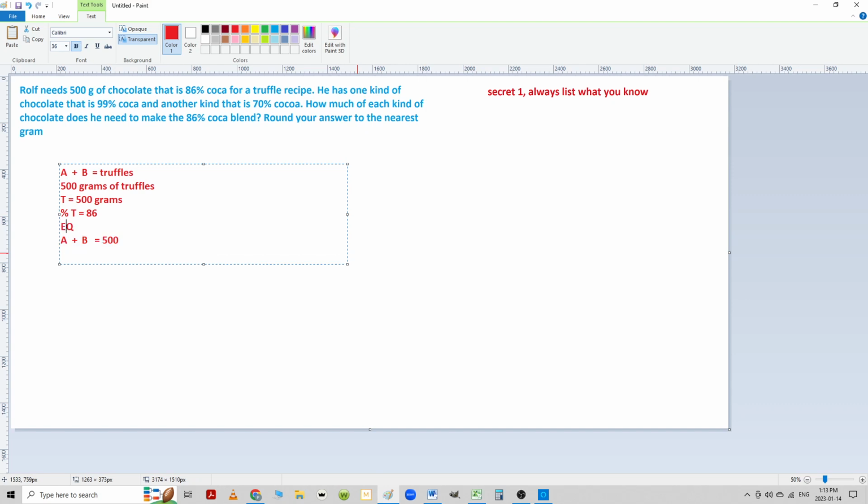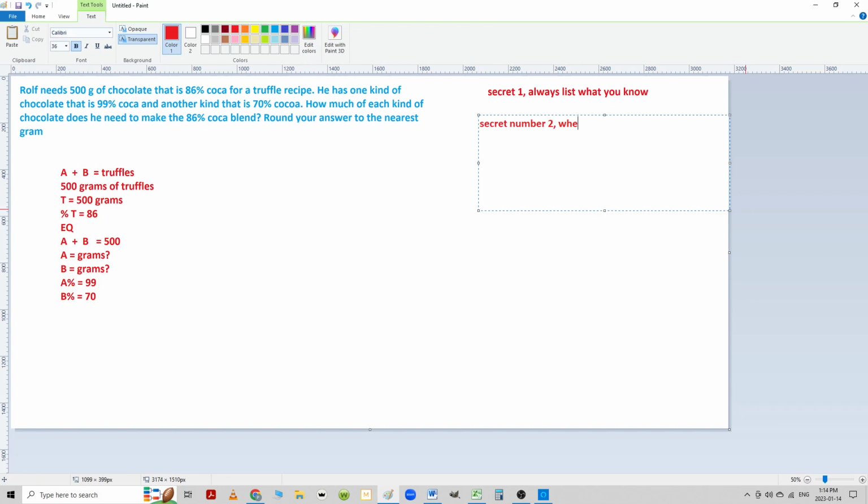But I don't know how much A in grams, and I don't know B. But I do know the percentage that's in A. I can make either one the right one. Let's call A percentage 99, and we're going to call B percentage the other percentage they give us, 70.